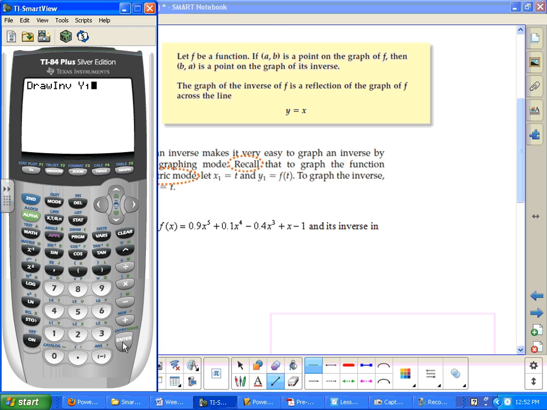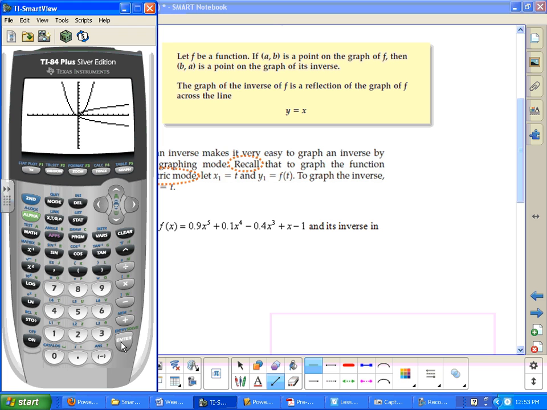Put in y1, hit enter, and it will graph the line and the inverse, which my window is not very good, so I'm going to go to zoom 6. And there's the graph, and I need to tell it to do the inverse again. There we go. Okay, so there it graphed the function and its inverse.